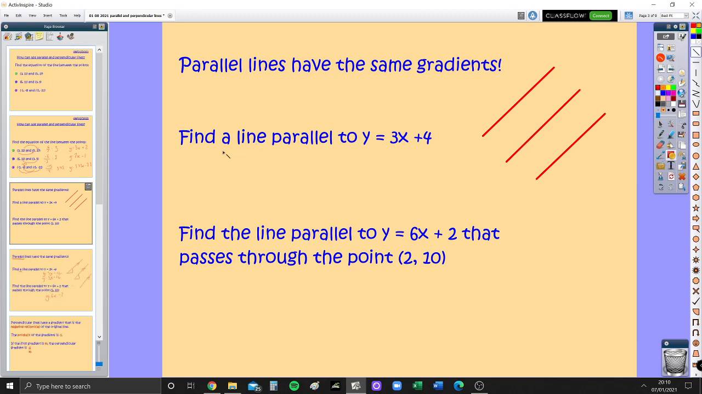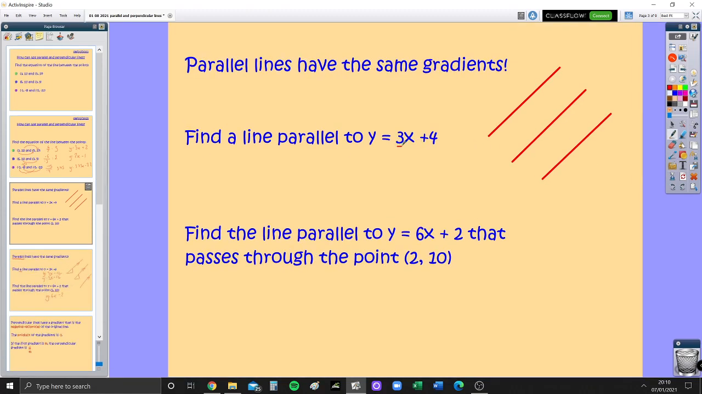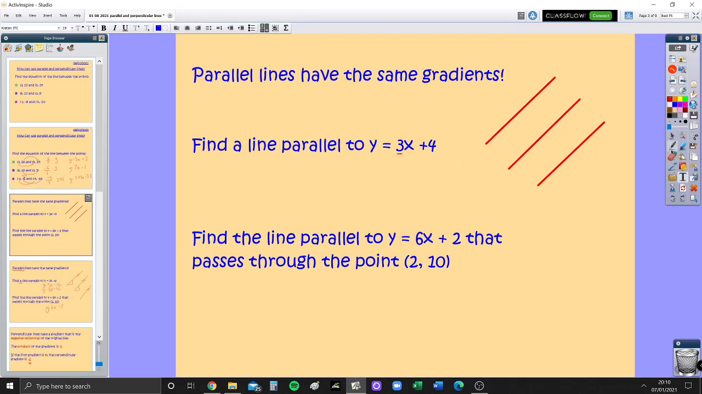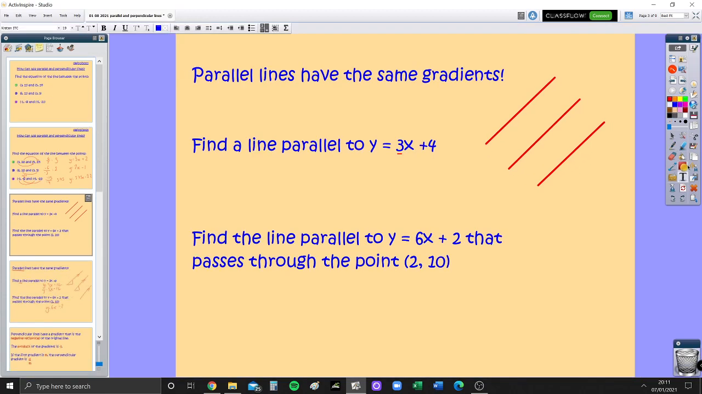So if I said here, find a line parallel to y equals 3x plus 4, all we're after is absolutely any equation that has the same gradient. We should know from our y equals mx plus c knowledge that the first number, the coefficient of x, it doesn't need to be the first number, is the gradient. So we could have had something, remember, like y equals 4 plus 3x, and then it wouldn't have been the first number that explained the gradient. It would have been still the coefficient of x, the number in front of it. So that's a 3 here. So we're looking for any line equation where we've got a 3 in front of the x.